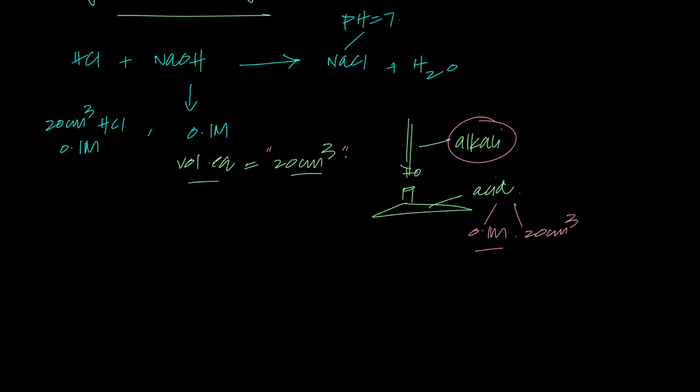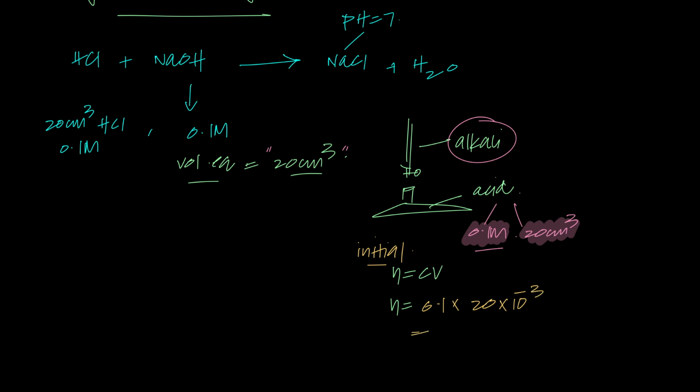Tell me something. If you have a concentration of 0.1 molar and you have 20 cm cube of acid, can you guys tell me the moles of acid? N equals CV. How many moles of acid are there initially in the conical flask? Concentration is 0.1 molar. Volume is 20 cm cube converted into dm cube, times 10 raised to the power minus 3. How many moles of acid do I have?